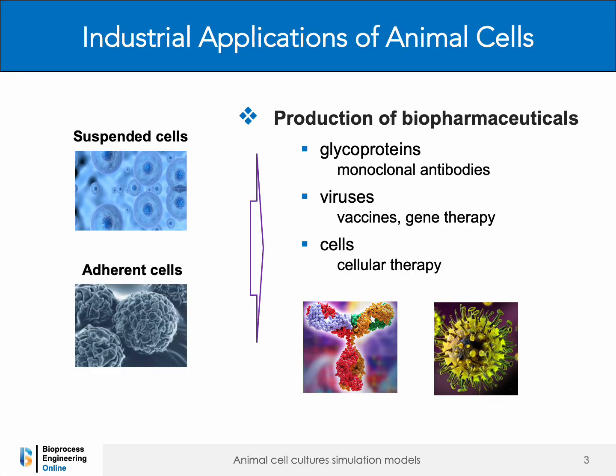Animal or mammalian cells play an increasingly important role in the biopharmaceutical industry. They can be cultivated either in suspension cultures, where cells grow freely in the culture medium, or in adherent cultures, where cells attach to a solid support such as microcarriers. Today, animal cell cultures are used to manufacture a wide range of high-value biopharmaceutical products, including recombinant glycoproteins, particularly monoclonal antibodies, viral vectors for vaccines and gene therapies, and even living cells themselves for cell-based therapies.